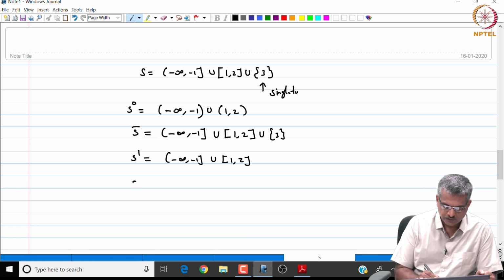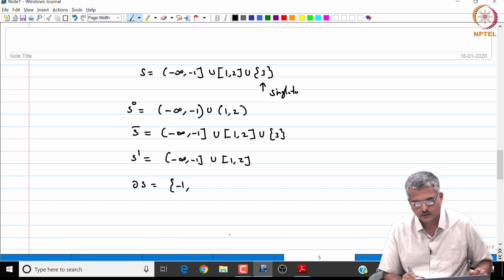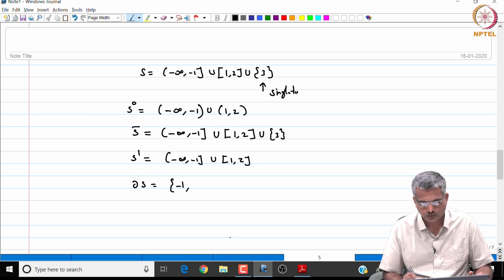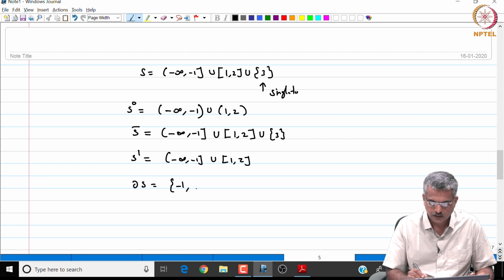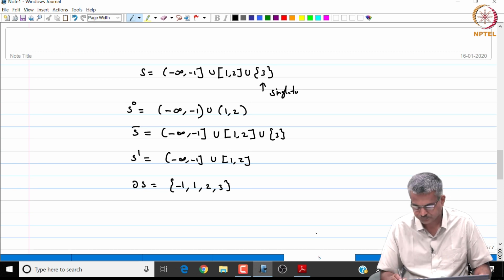What about the boundary points? So, the boundary points are minus 1. Minus infinity is not a boundary point, it does not belong to the set. So, it will be minus 1, then 1, then 2 and 3.